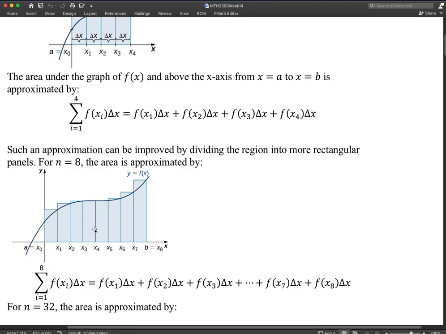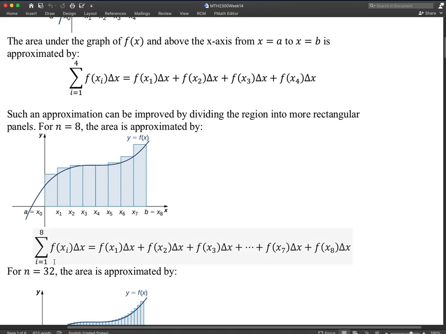So accordingly, this time this is how we estimate the area using 8 rectangular panels. And using the sigma notation, it's about the same, right? You just change the upper bound from 4 to 8. But anyway, indeed, it is verified. The accuracy improved.